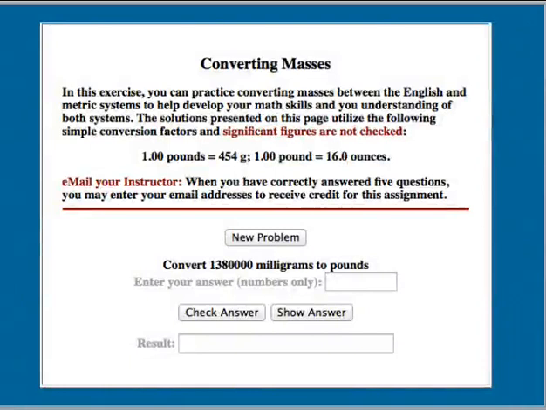What we're going to have to do is convert milligrams here to grams, aren't we? Milli is 10 to the minus 3. So there are 1,000 milligrams in every gram. So that's one ratio you need to set up: 1,000 milligrams, 1 gram. The other ratio you need to set up is grams to pounds. And that's simply 454 to 1.